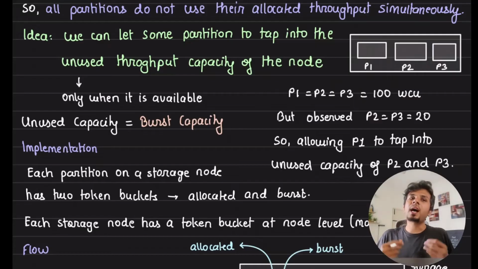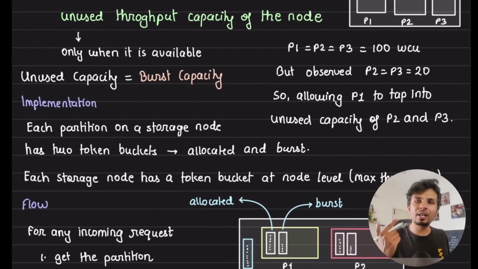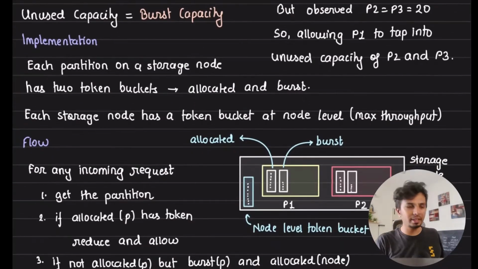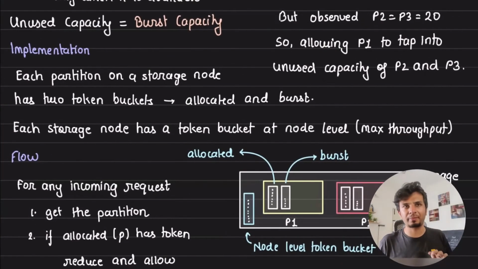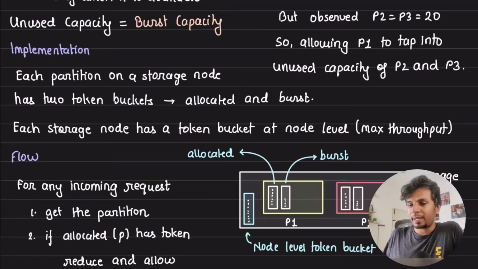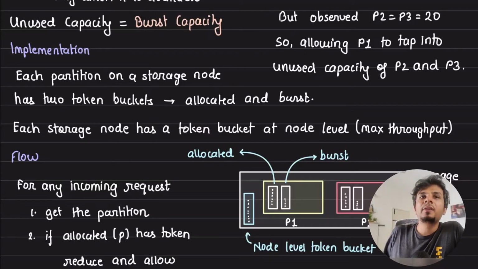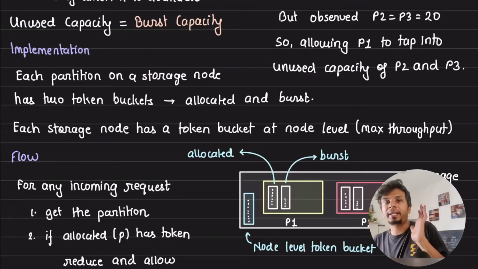Right? But how do you implement? Everything is about implementation. Drawing boxes is easy. Thinking of implementation is hard. So how do you implement? Implementation is interesting. How do you allow a particular partition for some time to tap into unused capacity of a node? The way you do it, or the way DynamoDB does it, is called token buckets.